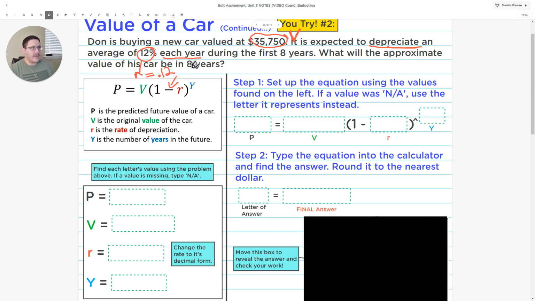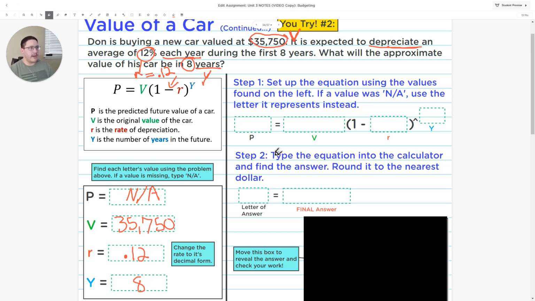Then we have the amount of years that we're carrying this out for, which is 8. So that is the Y value. So we have 35,750. We have 0.12. And then we have 8. We do not, however, have the P value. That's the one that's currently being figured out, given the information that we have.